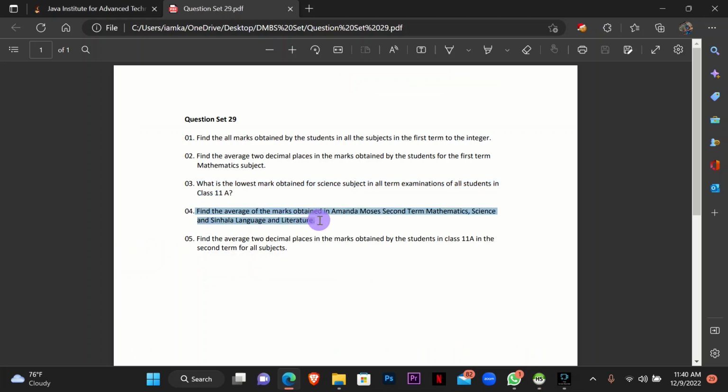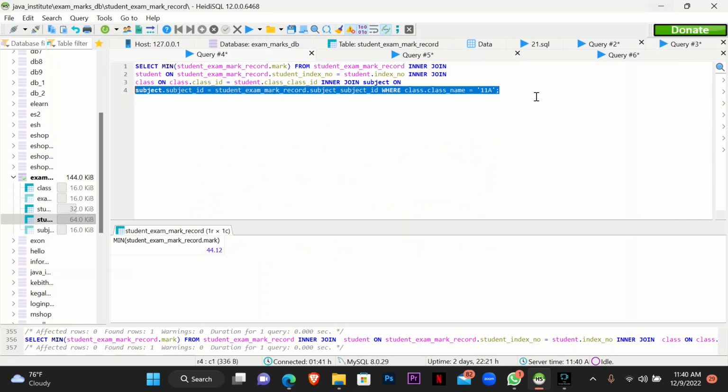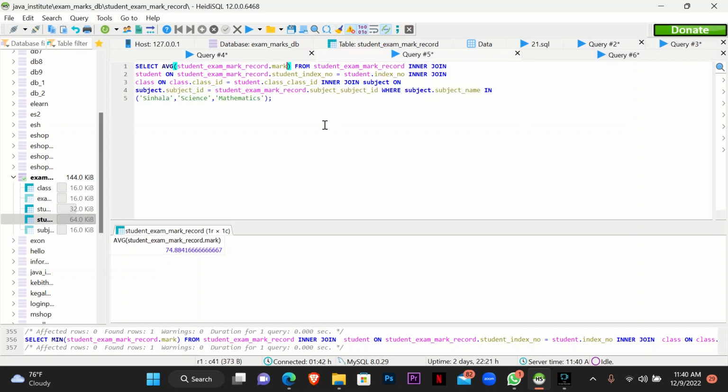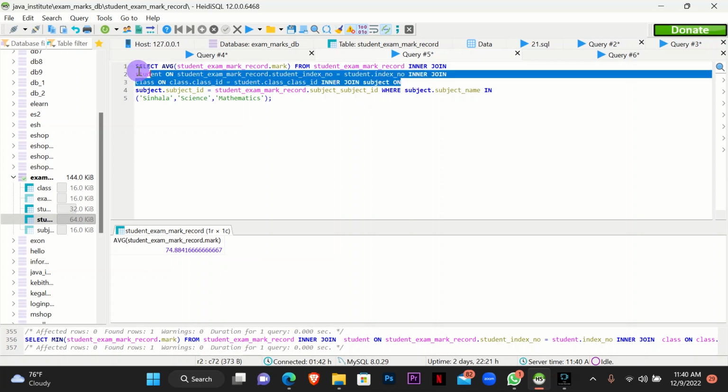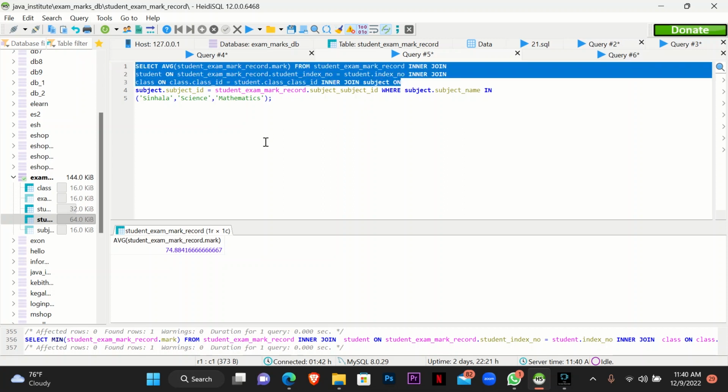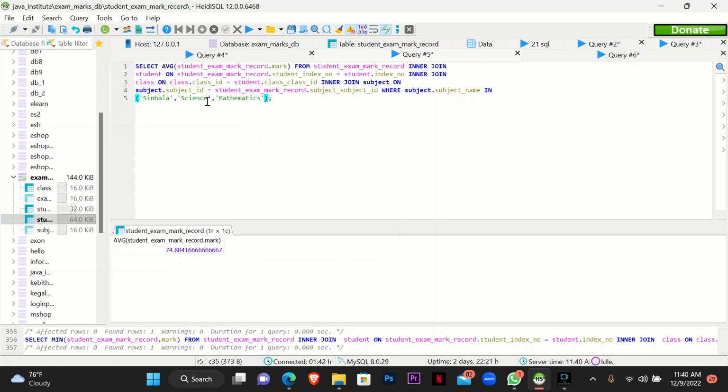In our fourth question, they are asking: find the average of the marks obtained by Amanda Moses in the second term for mathematics, science, and Sinhala language and literature. Now we have to find an average here, so again we have to use the average function. Then I joined the tables to get them together. Then I used the IN phrase to sort out the three subjects, as you can see: Sinhala, science, and mathematics. Here I get the average over the three subjects. When I execute the query, you will get the answer.